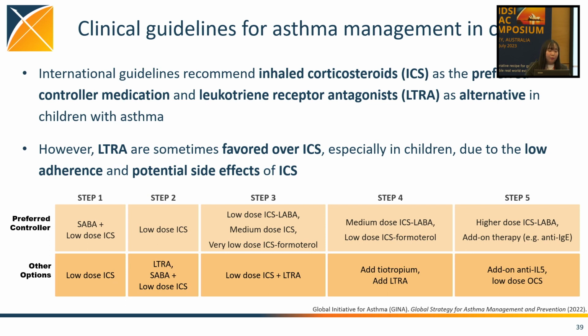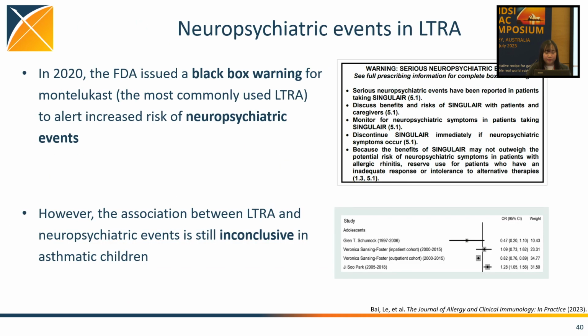Current guidelines recommend ICS as the preferred control medication and LTRA as an alternative in children with asthma. However, LTRA are sometimes favored over ICS due to the low adherence and potential side effects of ICS. In 2020, the FDA issued a black box warning to alert to the increased risk of neuropsychiatric events with LTRA. However, evidence from multiple observational studies is still inconclusive.